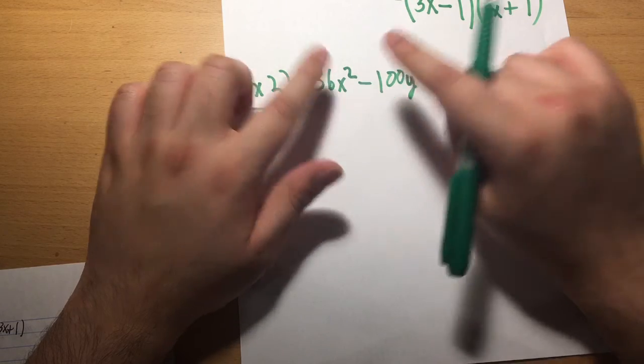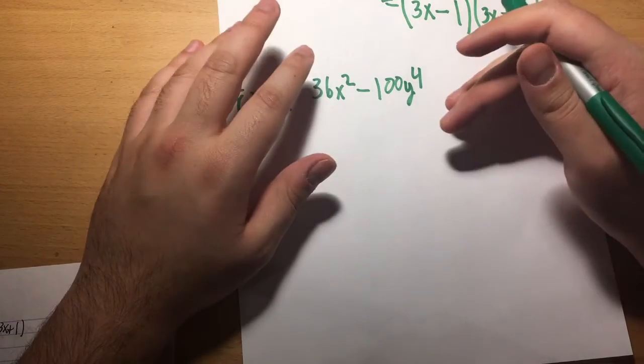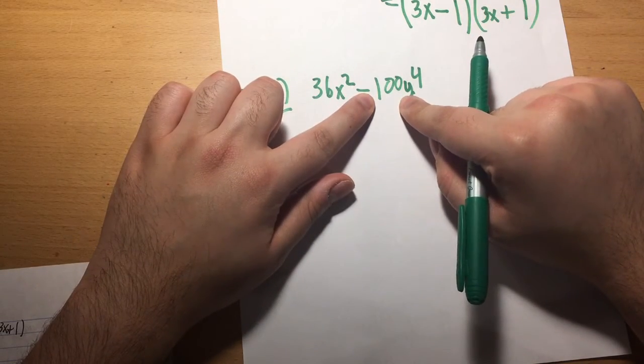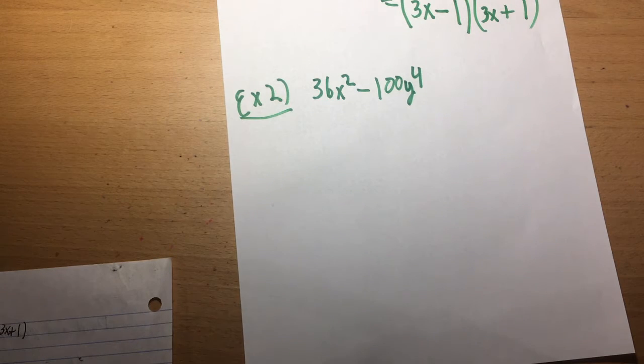X squared definitely is, right? An even number. I know the square root of x squared is x. 100, that's a perfect square. And y to the fourth. Y to the fourth is a variable with an even number exponent, meaning that it is a perfect square, which is why I said earlier you need to be familiar with how to do square roots of variables.